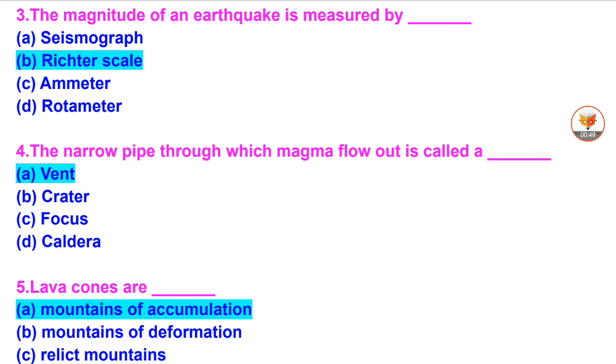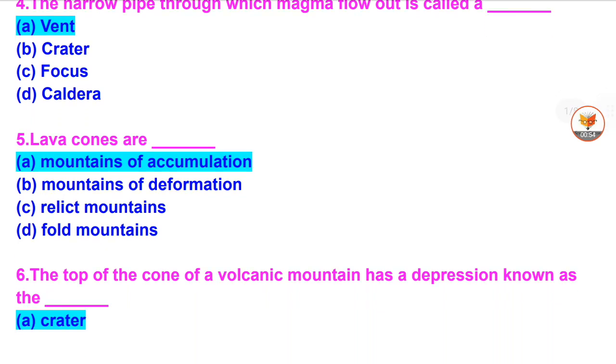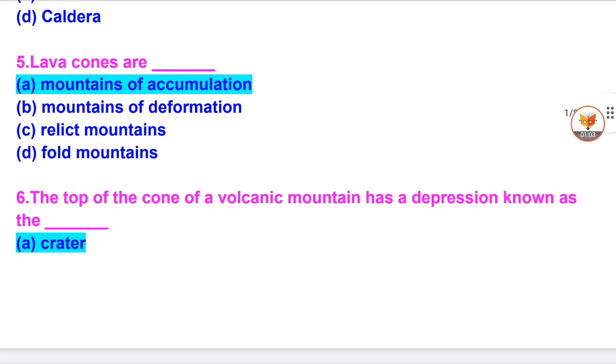4. The narrow pipe through which magma flows out is called: A. Vent, B. Crater, C. Focus, D. Caldera. 5. Lava cones are: A. Mountains of accumulation, B. Mountains of deformation, C. Relic mountains, D. Fold mountains.